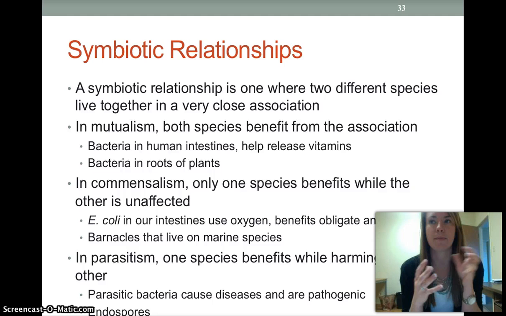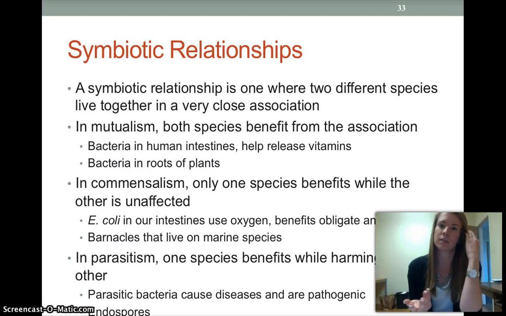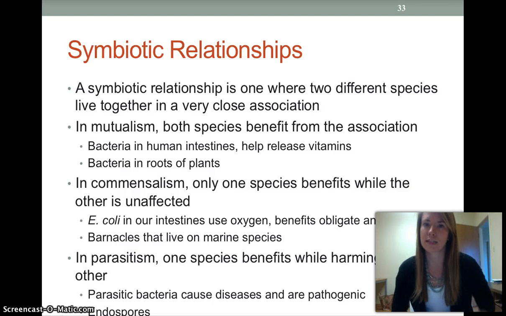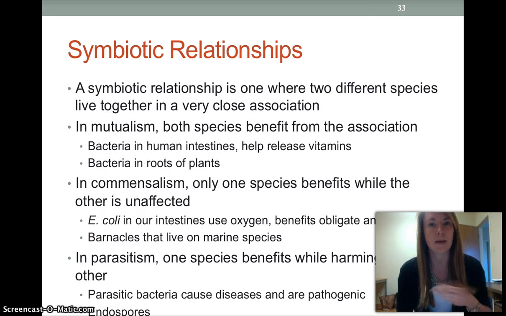In mutualism, think about it: if you are mutual, you're together. In mutualism, both species benefit from the association. So a couple of examples of this are bacteria in human intestines. For one, they have a safe place to live inside of our intestines. They are getting nutrients from us, and we use them to break down things that we can't break down. For example, we can't break down lactose, but the bacteria in our stomachs can break down lactose. We can't break down cellulose, which is found in plants, but bacteria help us digest that. And they release the vitamins that we can't get out of them.